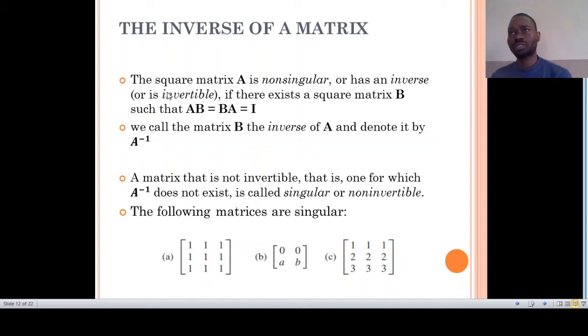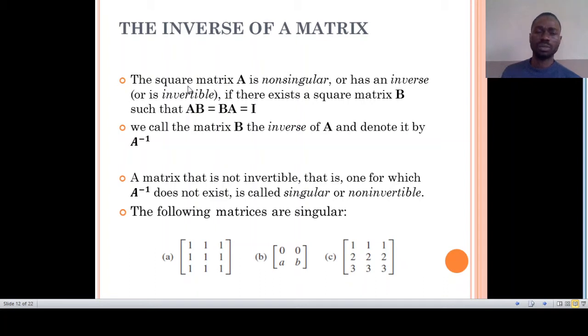When the determinant of a matrix is equal to 0, it means that that matrix is singular. Please, I repeat, if the determinant of a matrix is equal to 0, it simply means that the said matrix is singular. But if the determinant is not equal to 0, it means the matrix is non-singular. Sometimes they may ask you to prove that a given matrix is singular or not singular. Kindly find a determinant, and the result that you get from the determinant will enable you to make a decision whether the matrix is actually singular or not.